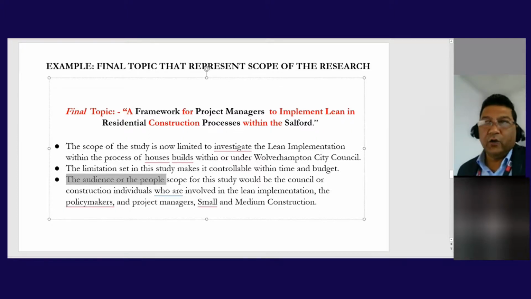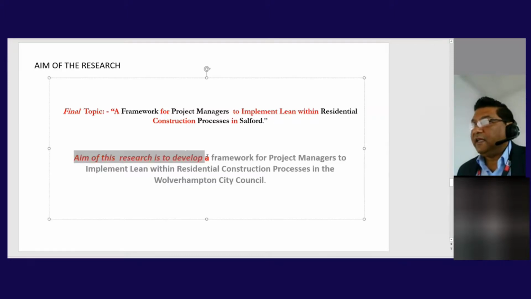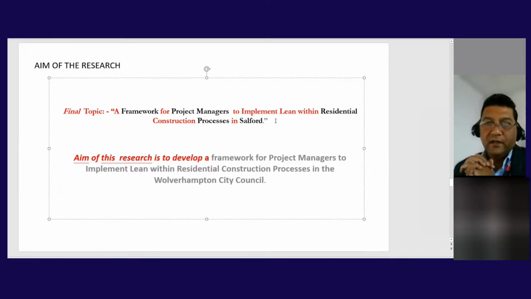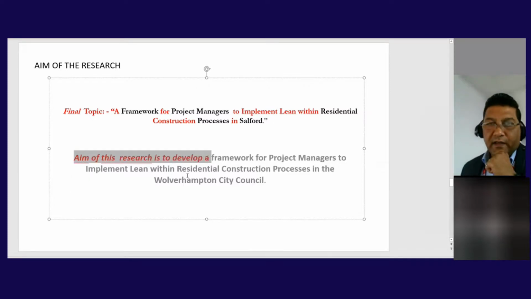Now let's convert it into aim and objective. Now this is your final topic. What you just need to do is add this phrase in front of it: the aim of this research is to develop a framework for project managers to implement lean within the residential construction process itself. So that becomes your aim. Simple. Don't do anything else. Just add this phrase: the aim of this research is to develop a. That's it. That becomes your aim. It's kind of magic that you have already created your topic and the aim as well.